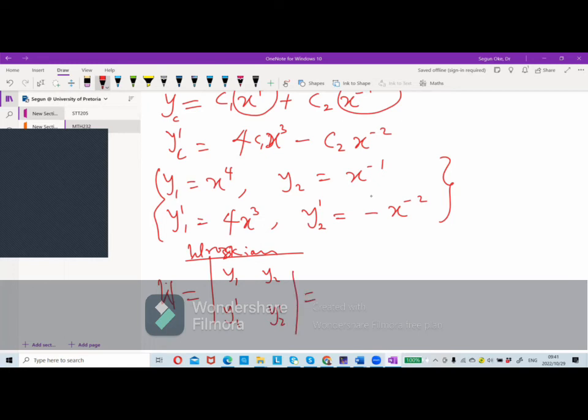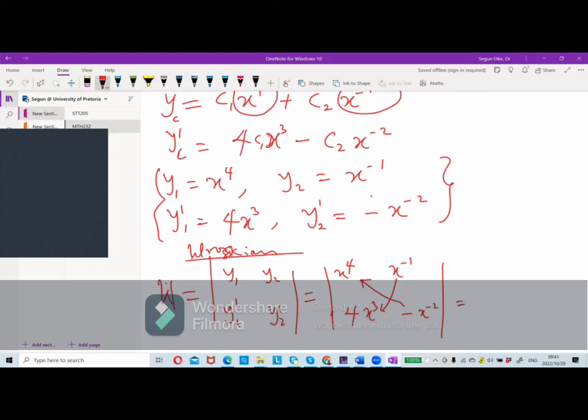Y1, what is our Y1? X to the power 4, right? Yes, sir. We are using the determinant. S raised to power 4. Then Y2? S to power minus 1. Y1 prime is 4S cubed. Don't forget, here is cross multiplication. This multiplied by this, and this multiplied by this, minus it.